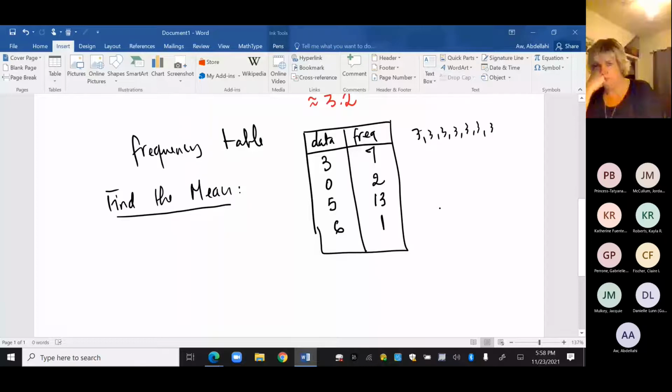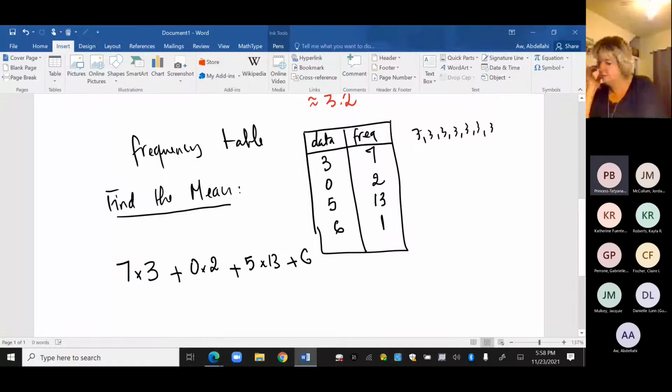But now, if you ask what is the mean, you have to add up all the data. How many times do I have the data 3? 7 times. So I'm going to do 7 times 3, which gives you 21. Plus, how many times do I have 0? 2. Plus 0 times 2. Plus how many times do I have 5? 13. 5 times 13. And how many times do I have 6? Only 1. 6 times 1.